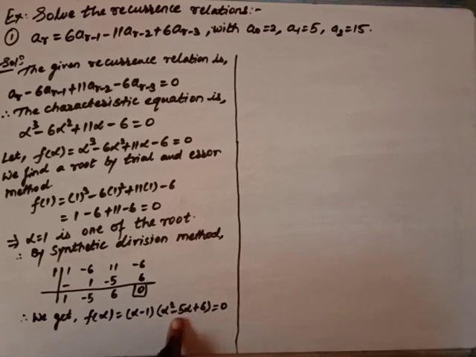Now we can easily determine the factors of this quadratic one. So we have alpha minus 1. Now here the product should be 6 and the sum should be minus 5. So 2 and 3. So I get alpha minus 2, alpha minus 3 equal to 0.